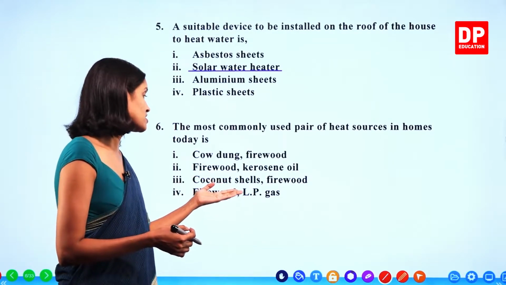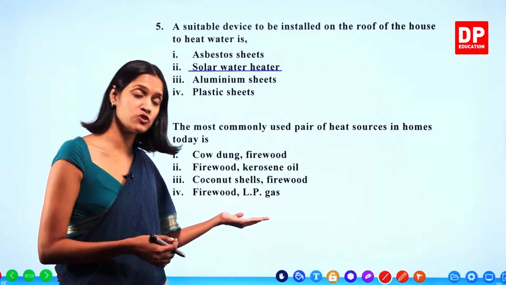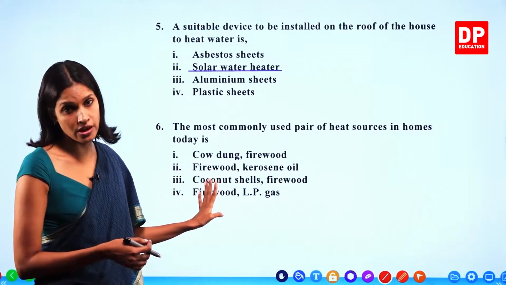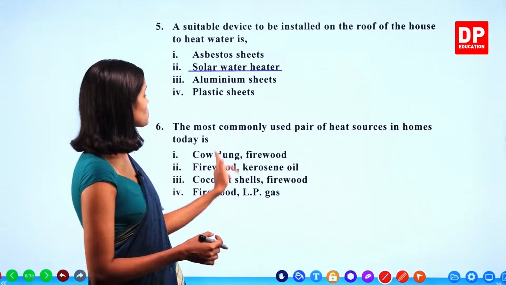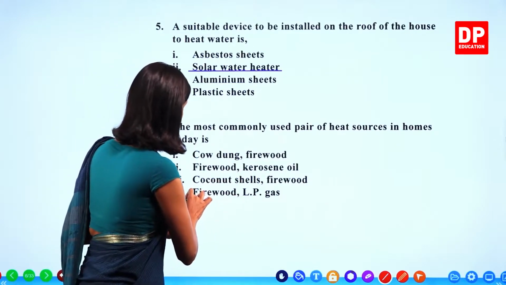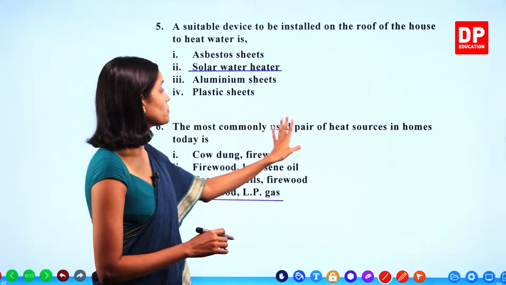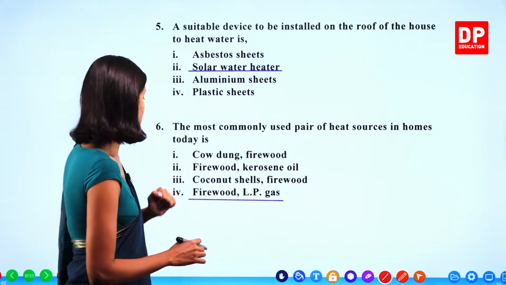Okay, so most of the time in urban areas, LP gas is used. In rural areas, in villages, firewood is most of the time used. Okay, so this is the most widely used methods. Firewood and LP gas. Most commonly used pair of heat sources to obtain heat, right?